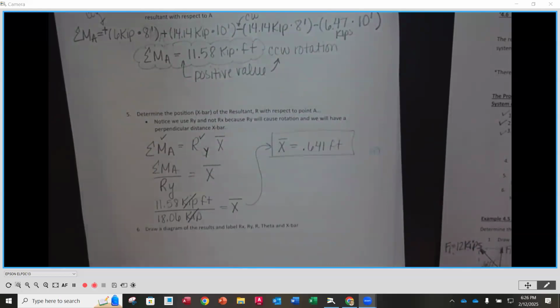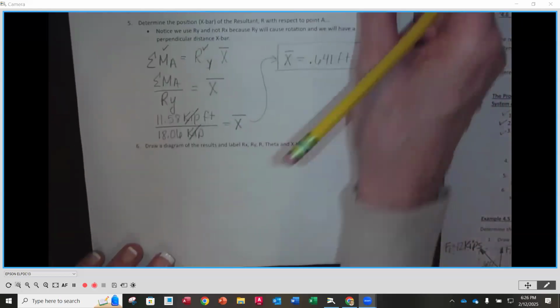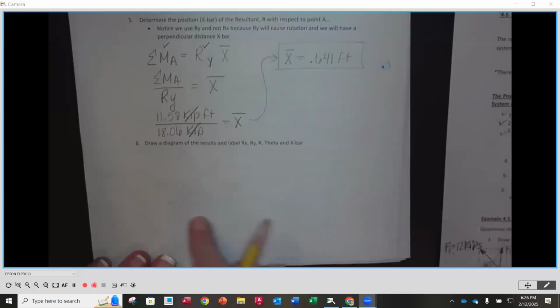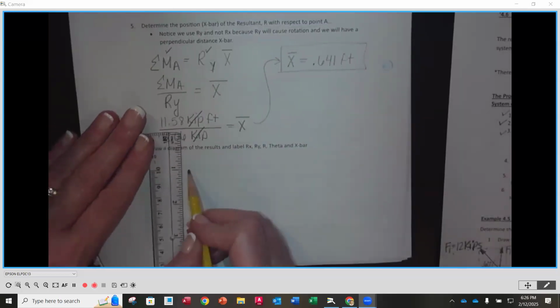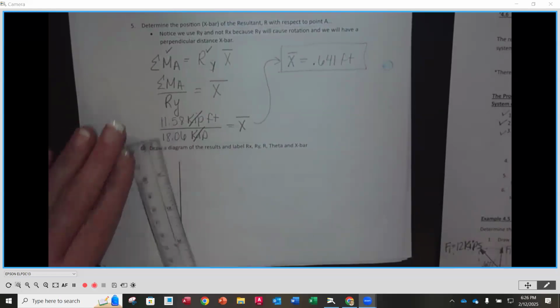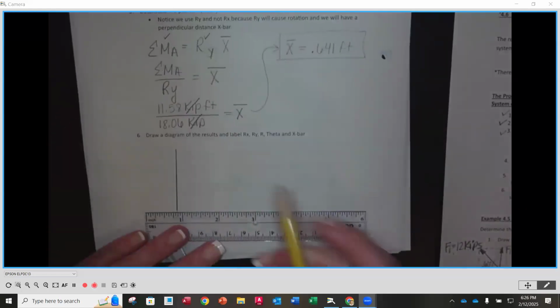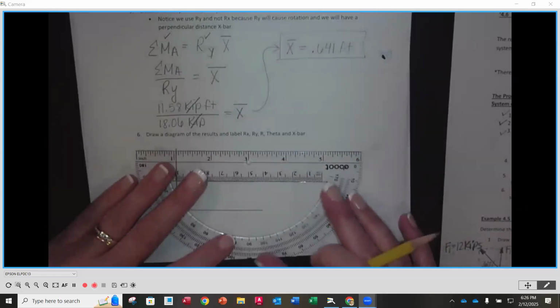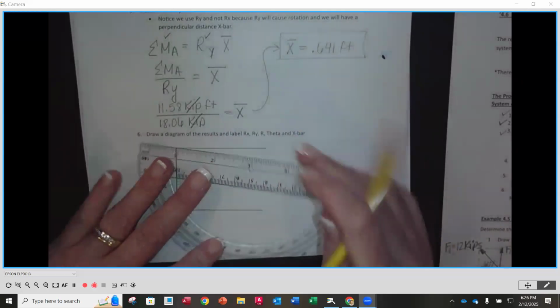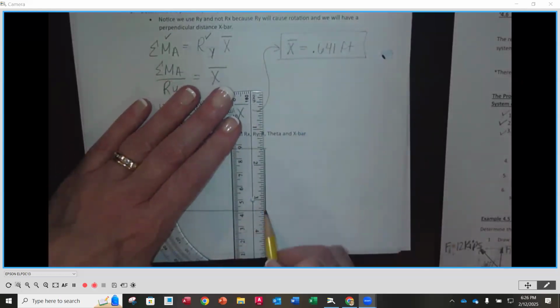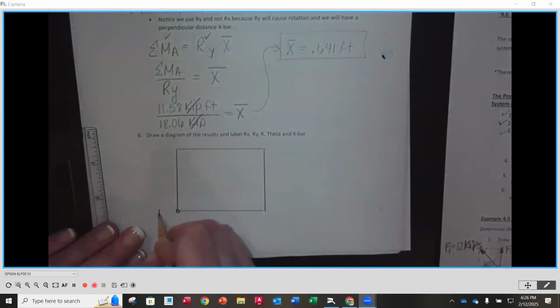Now, the last step, and the last step for all of your problems, you're drawing me a diagram. Okay. So go ahead and draw your diagram. That's going to include your R, your RX, your RY, theta, and X bar in relationship to A. And I'll show mine down here. So go ahead. You don't have to put all the forces around the outside. We are simply going to draw our rectangle. Okay. We're going to identify point A.